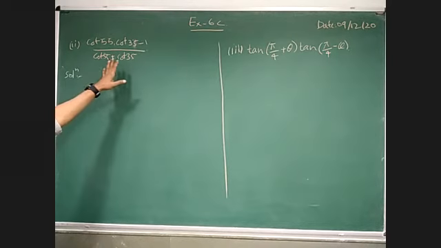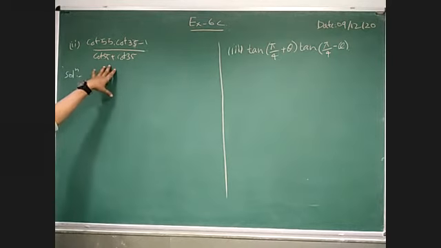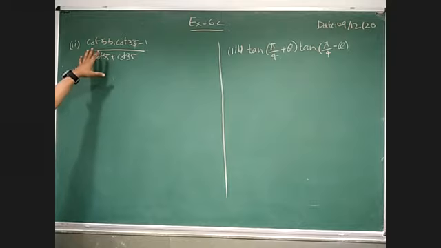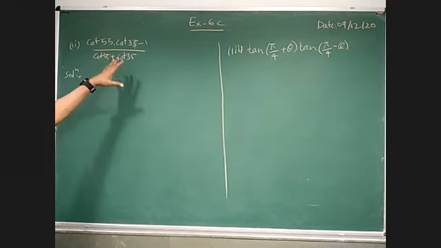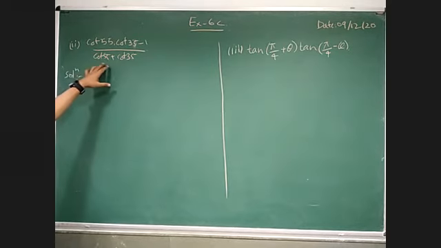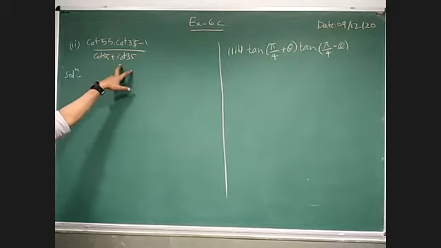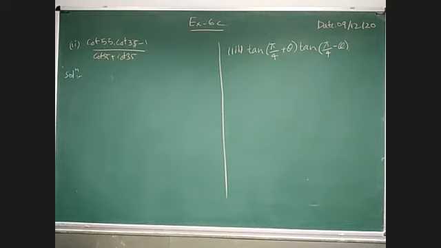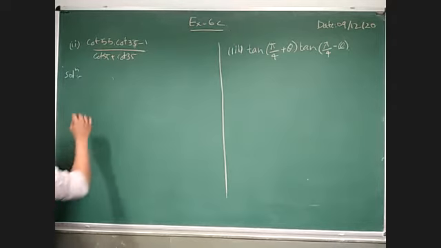So here we have a question like (cot 55 into cot 35 minus 1) upon (cot 55 plus cot 35). It's a very simple question, a very short answer question. You just have to look at the question, and this question is similar to the cot (A plus B) formula. Okay, so let's get the solution.